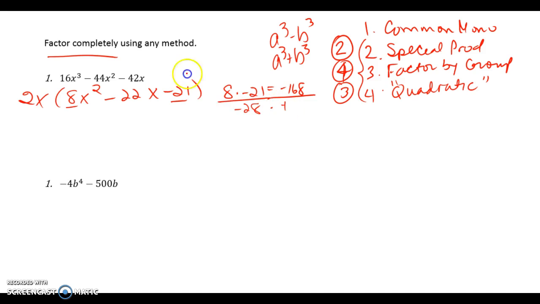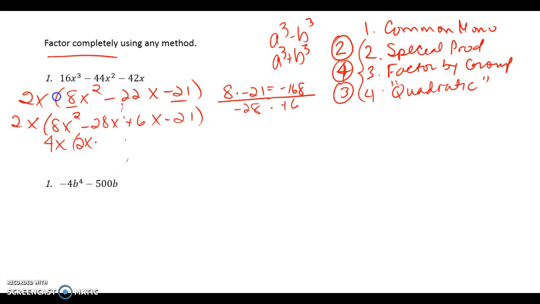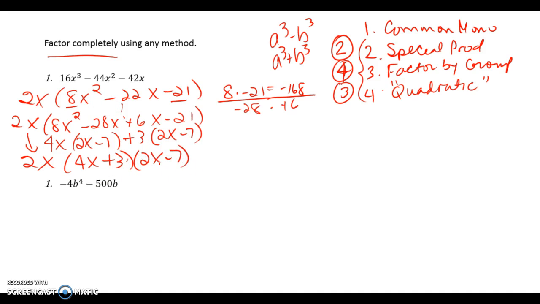Now, after a little trial and error, we get these. So I'm going to expand that middle term: 8x squared minus 28x plus 6x minus 21. All right, factoring by grouping. What can I take out of the first part? I can take out a 4x, and I'm left with 2x minus 7. And in the last part, it looks like I can take out a 3 and be left with 2x minus 7. So my final factor, not losing this 2x I had here, is 2x, 4x plus 3, 2x minus 7.